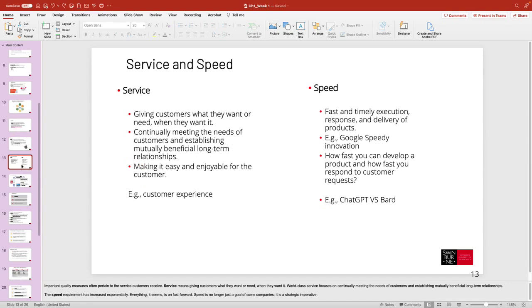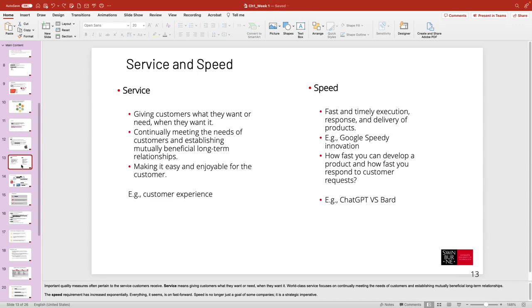Service and speed are two other sources of competitive advantage. Service, giving customers what they want or need, is really, really important. Creating that customer experience. If you provide the customer experience that these customers are expecting, only then can you expect the customers to come back to your organization. You need to make an effort to continually meet the demands of the customers, right? It's really, really important. It has to be a long-term relationship with the customer. And also to make your service an enjoyable thing. We have really good customer experience.